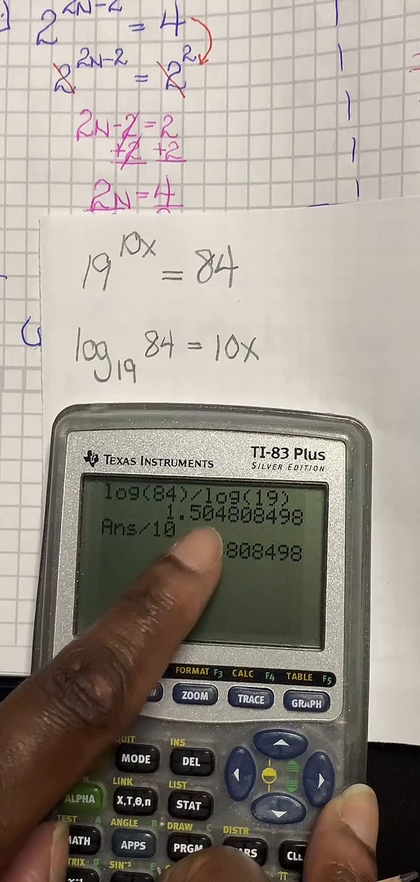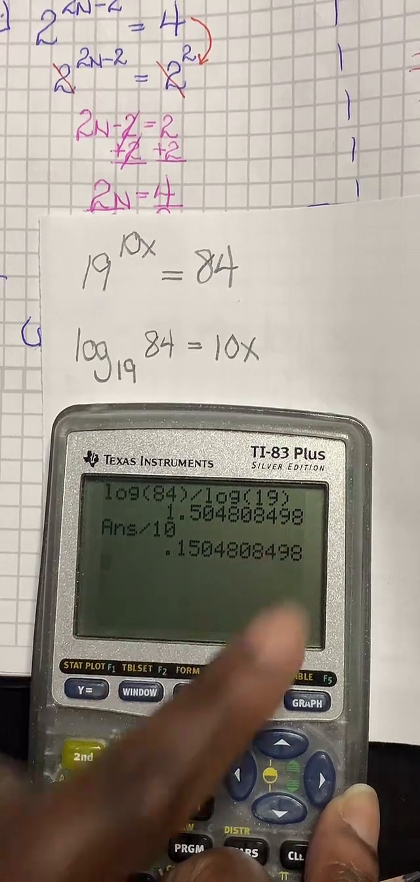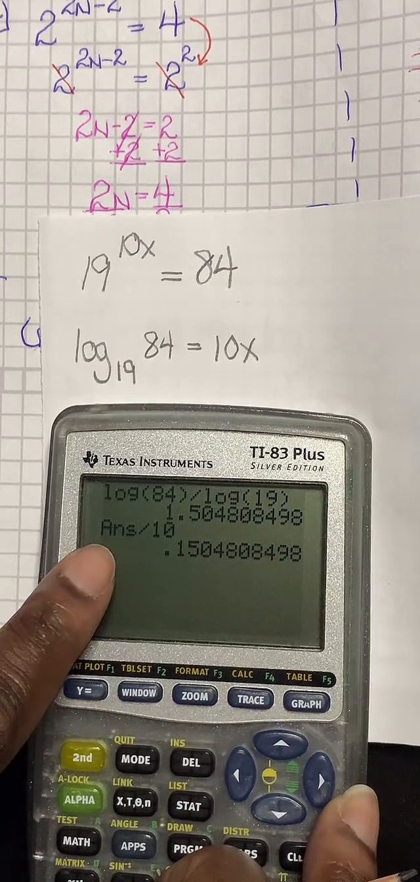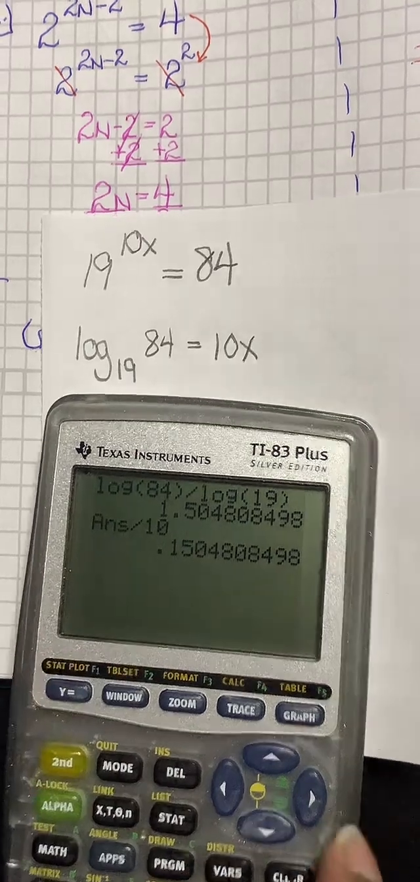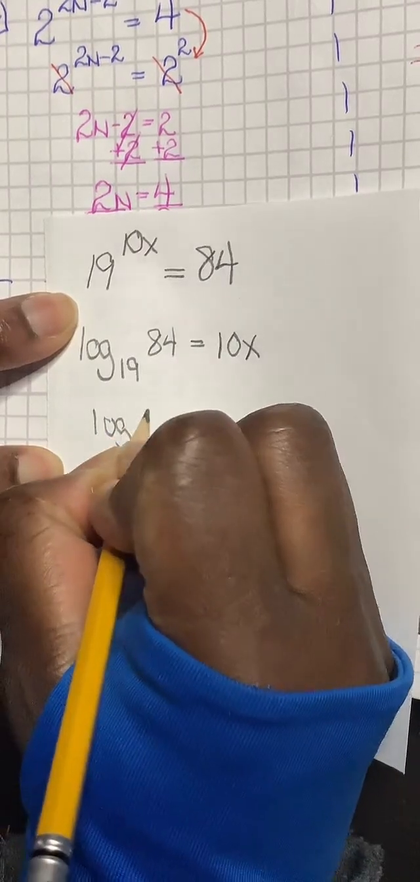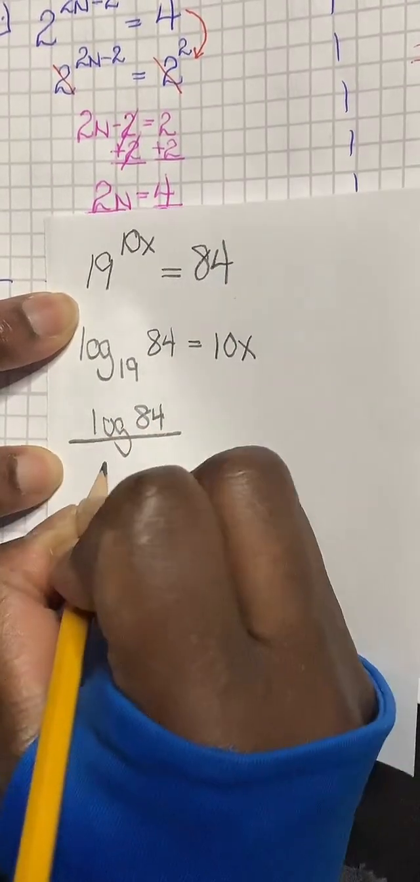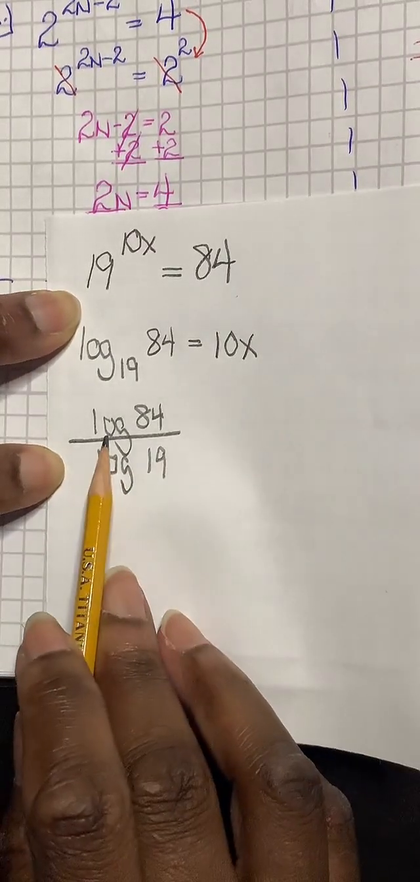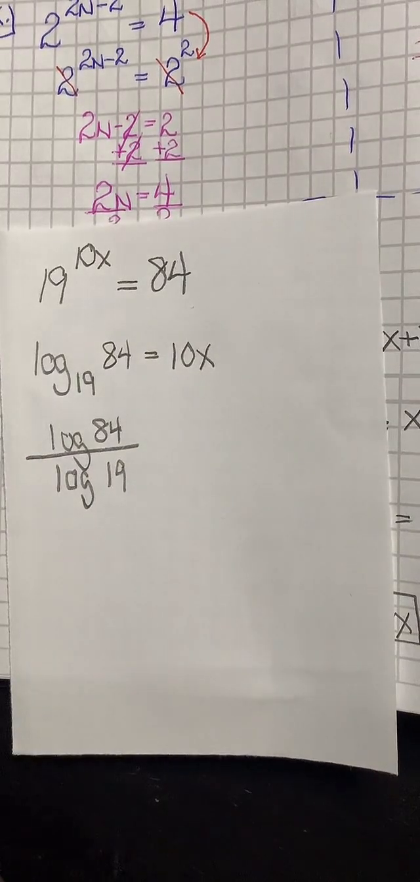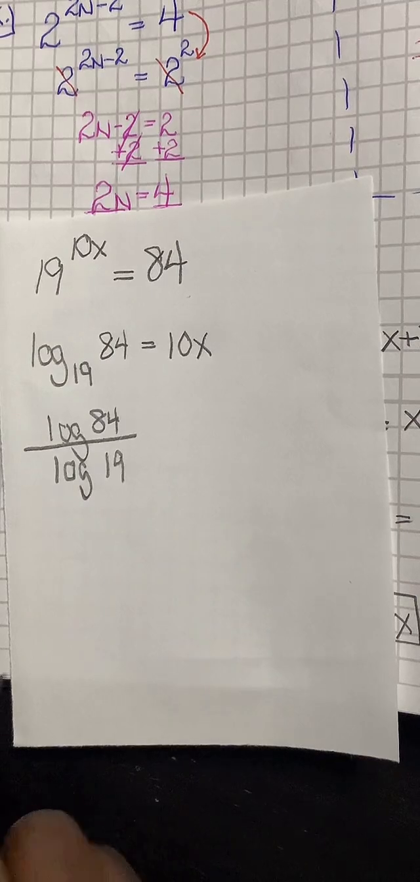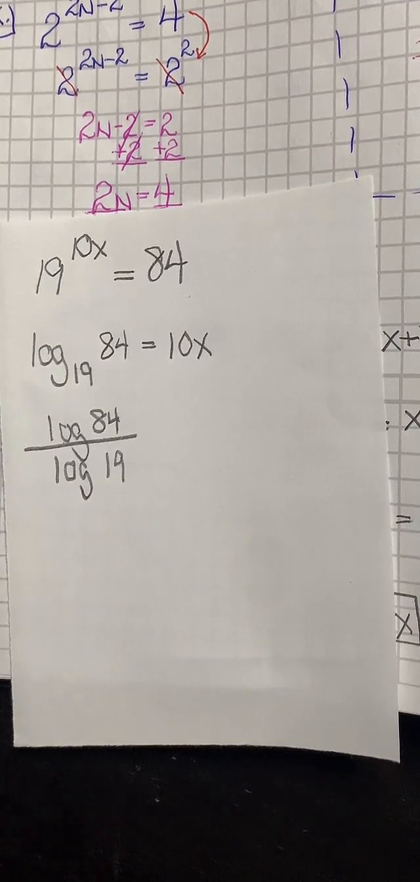So I got 1.504 and the rest is my phone number, right? Then we're going to take that answer and we're going to divide by 10. So it's like we're doing the log of 84 over the log of 19. It can't be the log of 84 divided by 19. Maybe that's what was happening. Hold on. No, that's not what was happening. I don't know what was going on.